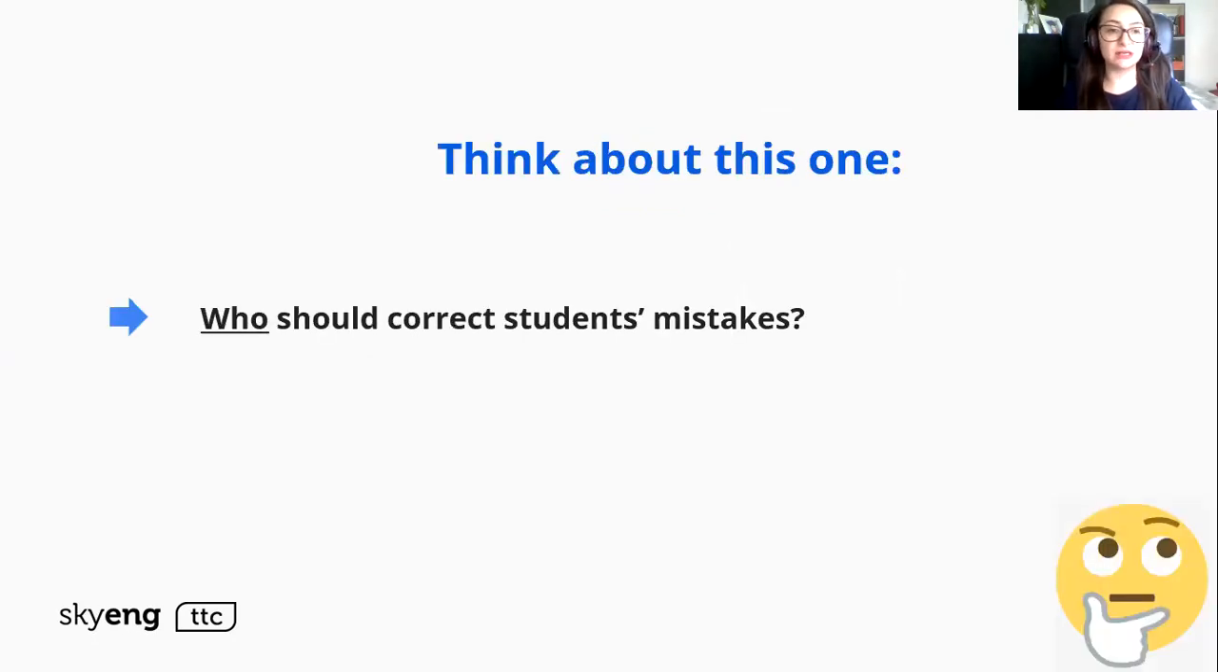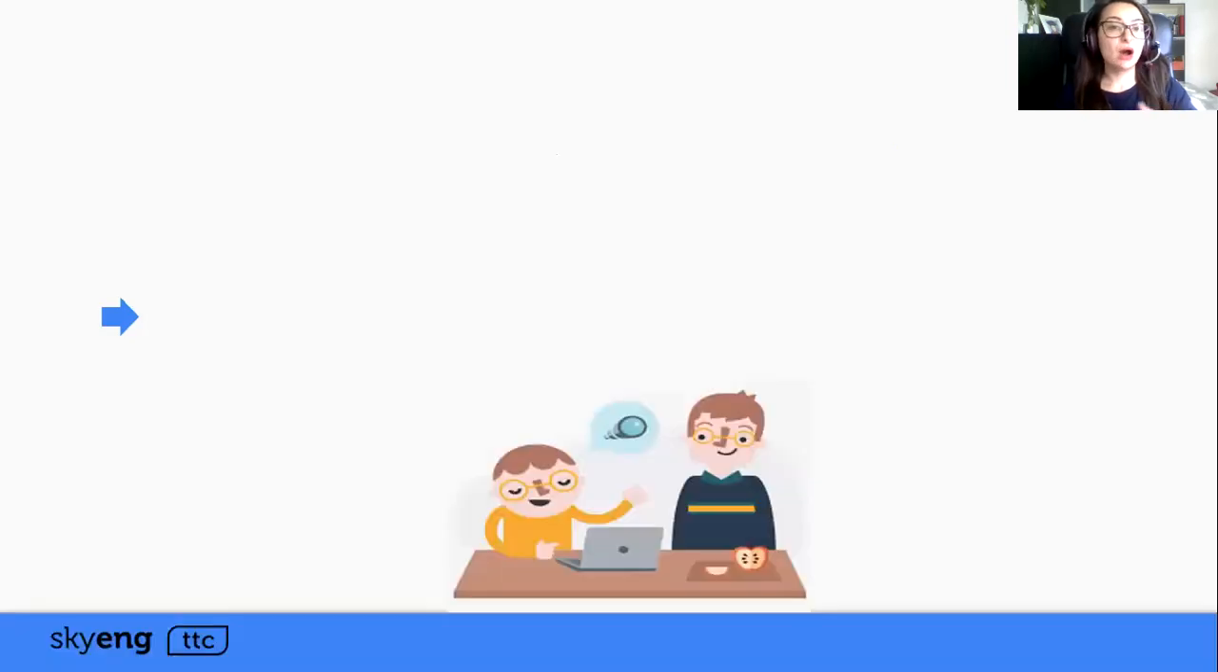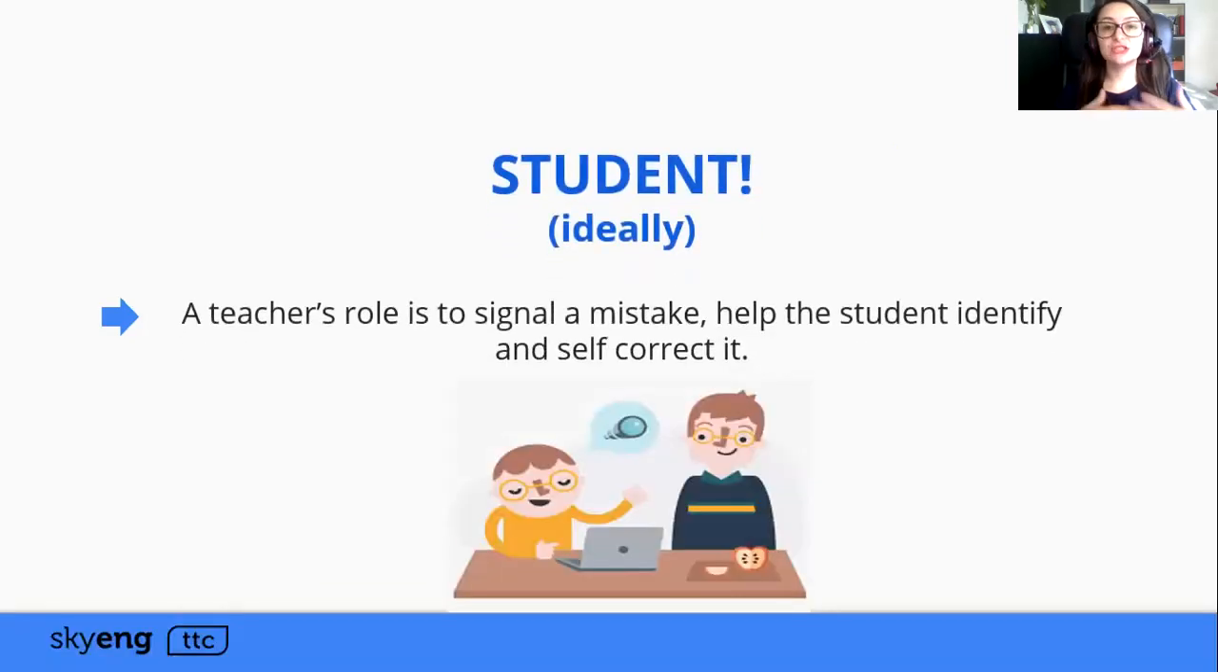Now, our next question. Who should correct students' mistakes? Should it be the teacher alone or should it be the student? Well, the ideal scenario is that the student corrects his or her mistakes. However, our role as a teacher is very subtle, or let's say very passive. Our role there is to, first of all, signal that a student has just made a mistake, then help the student identify the mistake and self-correct it. The more we engage the student in the correction process, the better effect it will have in the long run.